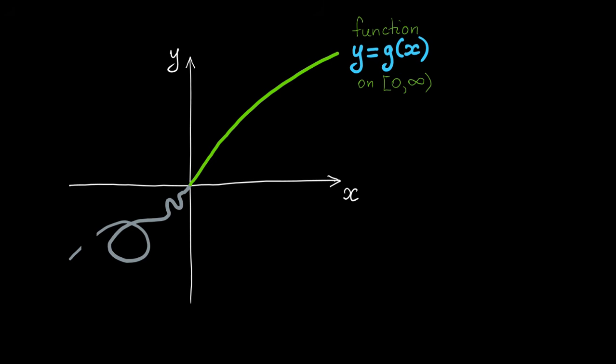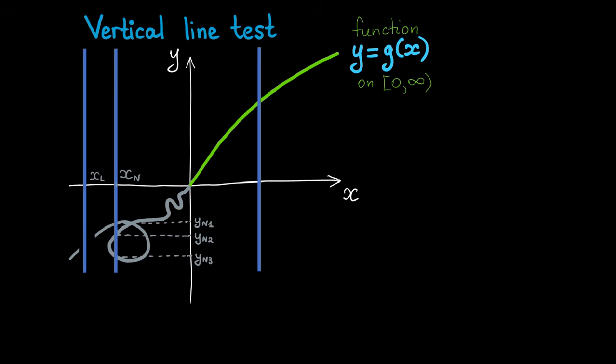So let's ask the first question. Is this transformation G plotted here a function? It is not a function on negative infinity to positive infinity because it doesn't pass the vertical line test. You'll recall the vertical line test involves drawing a vertical line at every point and making sure that it intersects the graph at only one point.